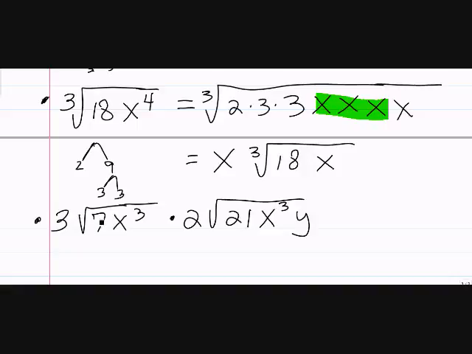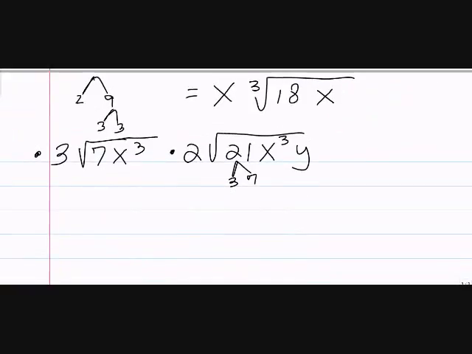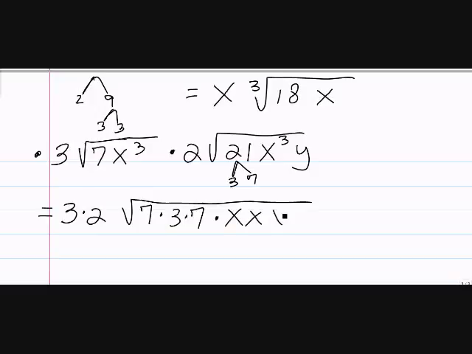Okay, so 7 is prime, 21 is not, so I'll factor that. 21 is 3 times 7. So I'm going to rewrite this as what? So I've got some stuff that's going to be on the outsides. The 3 and the 2 are already outside the radicals. Now I've got a square root that's got a 7 in it and a 3 times 7 and 3 x's and 3 more and a y.